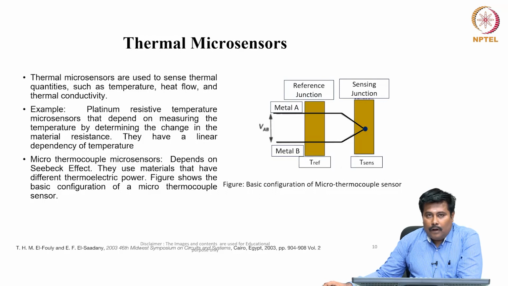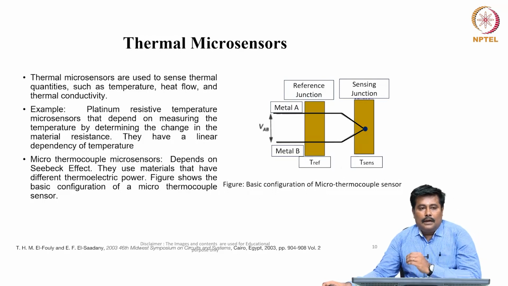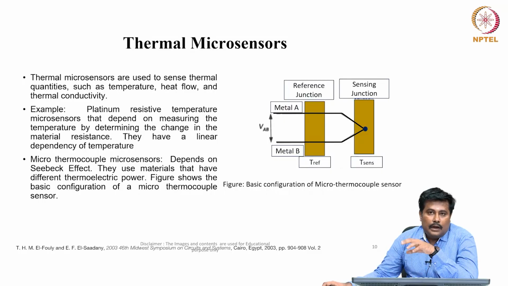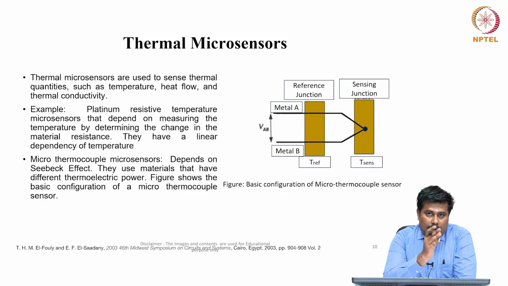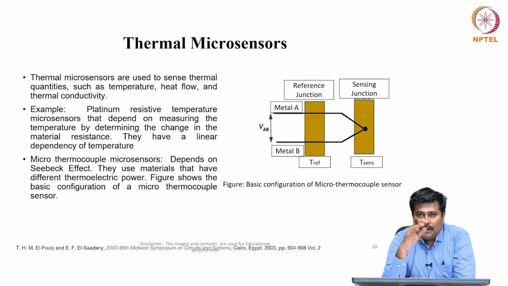Now, when we talk about the thermal microsensor, the thermal microsensors are used to sense thermal quantities such as temperature, heat flow and thermal conductivity. So, we all are aware about it. When we talk about thermocouple, the thermocouple works on the principle of the Seebeck effect. As far as the Seebeck effect is concerned, they use two different junctions, one called a hot junction and another called a cold junction. Because of this hot junction and cold junction, a potential difference exhibits over here.